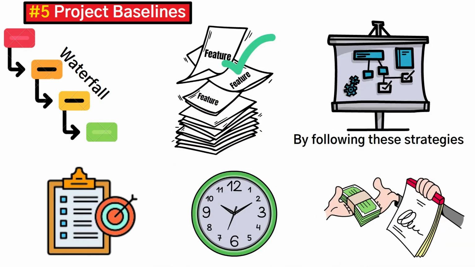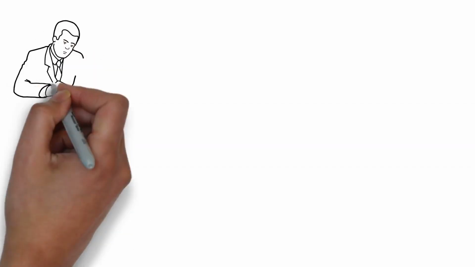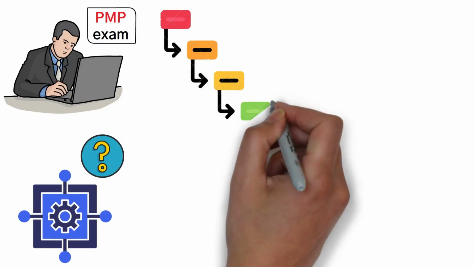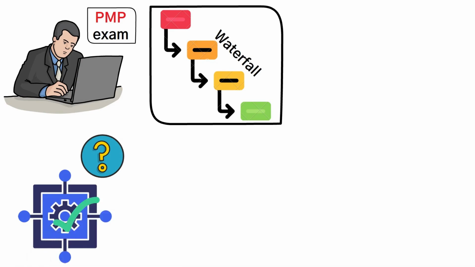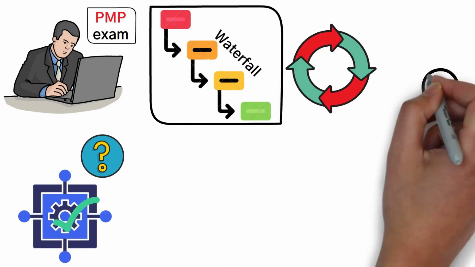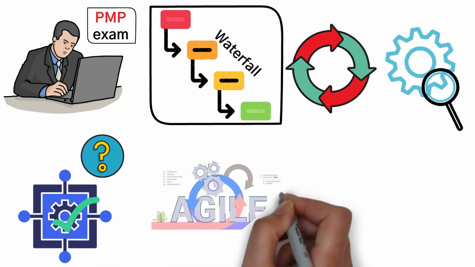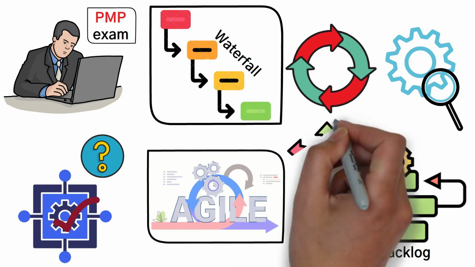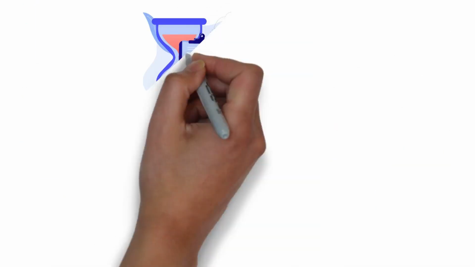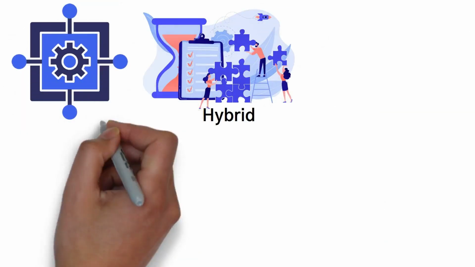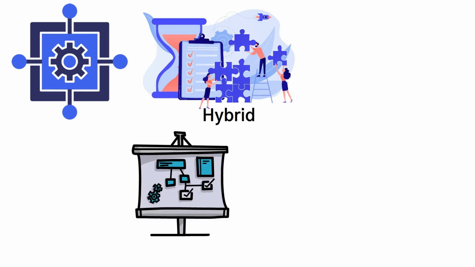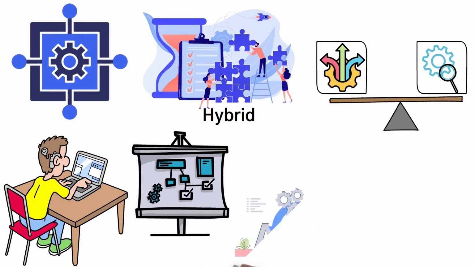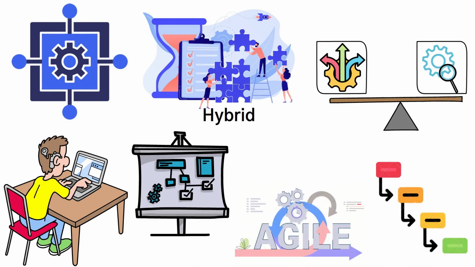track. So what should you focus on for the PMP exam when it comes to scope creep? In waterfall, scope creep is tightly controlled and changes must go through a formal change control process. In agile, scope creep is expected and managed through the product backlog. Flexibility is a core principle. In hybrid, scope creep is managed based on the phase of the project. The project manager must balance control and flexibility depending on whether the phase follows agile or waterfall methodologies.